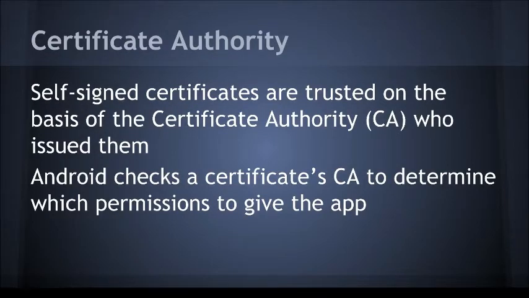Somewhere in the certificate chain is contained the certificate authority for the cert chain as a whole. A certificate authority is just the entity that issues the certificate. It is important in Android because a cert's CA determines the level of trust that Android will give to the app signed with a certificate. Android determines whether or not to give the app special permissions on the basis of whether or not the app is signed by a trusted CA.